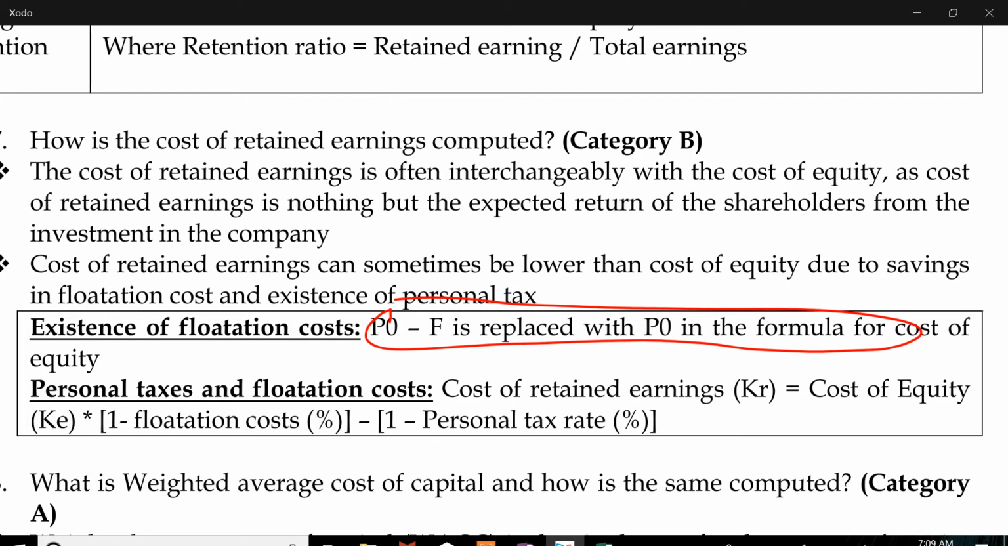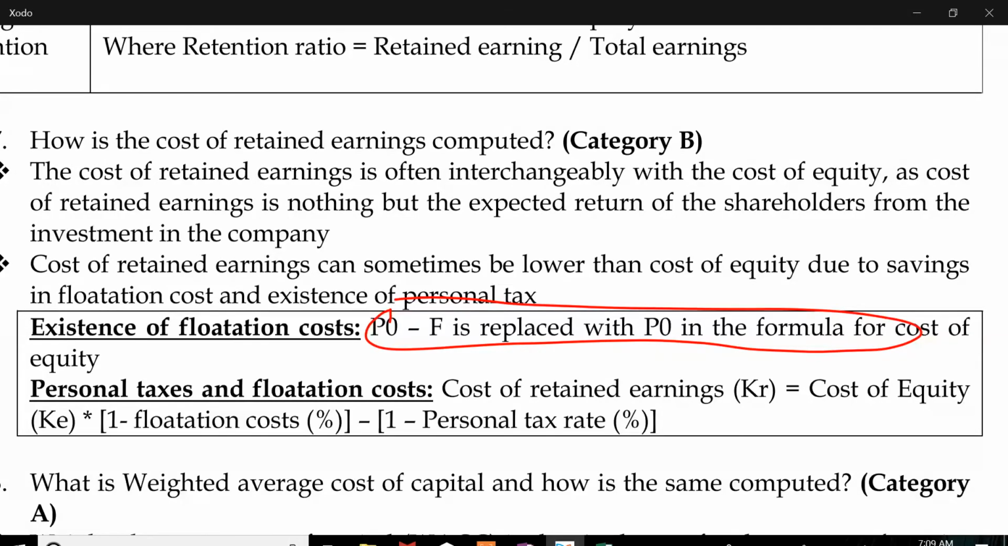And the second part is, if a problem gives you personal tax, they'll say the shareholders are in a 20% tax bracket, or the shareholders are expected to pay a tax of 10%. If that information is available in the question, then the formula is KE is equal to KR into 1 minus personal tax rate into 1 minus flotation cost percentage. Clear? Any doubts on this?